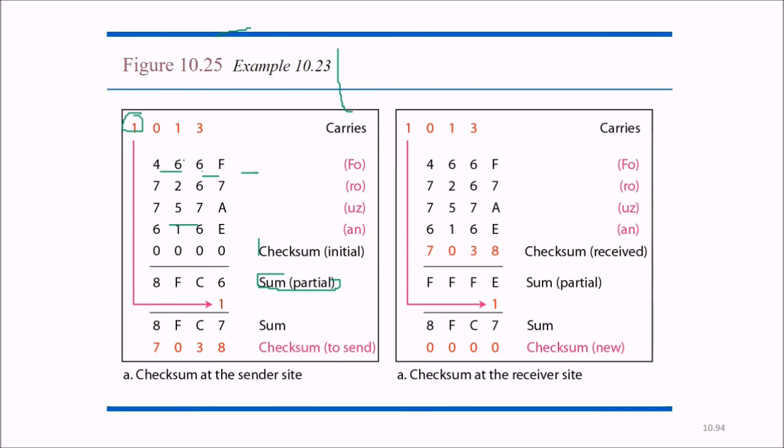And this carry which has come is added to the sum. So this is the sum and we complement it, so that will be 7038. Now we send this as the checksum. This checksum is again added to what has been received. The sum is FFFE. Now the carry is added again. The sum is this. And we complement it, and the checksum is 0000. So we will receive these and discard the checksum.